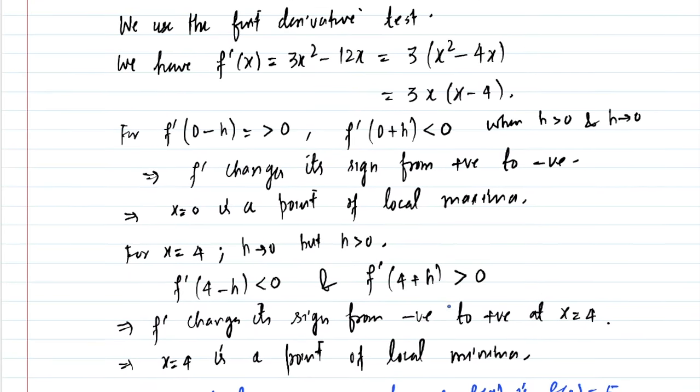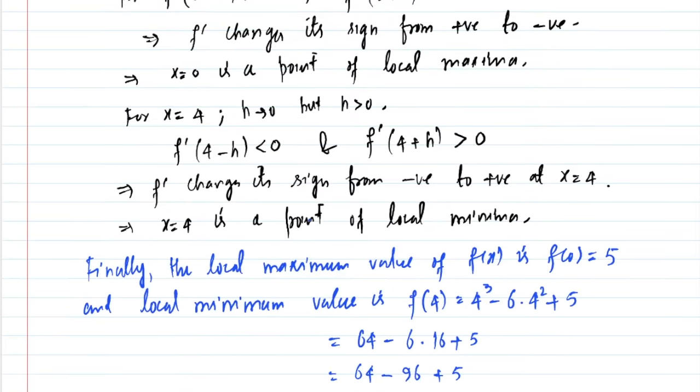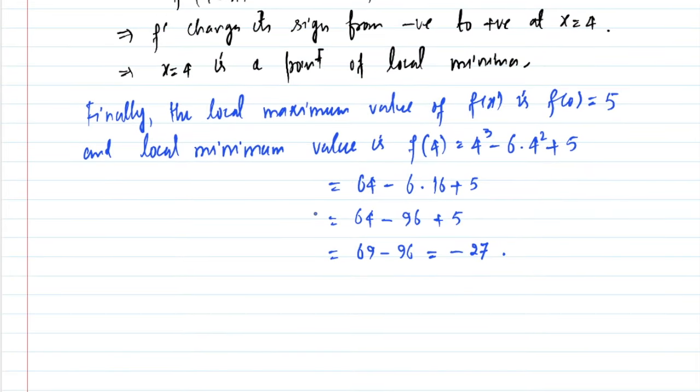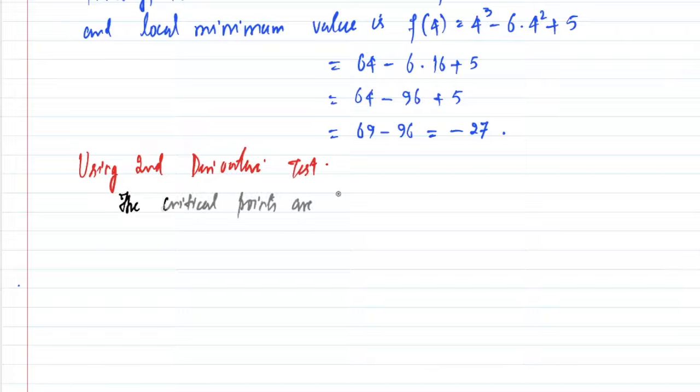So this was how we use the first derivative test for finding the local maximum or the local minimum value. Now on the same question we will also try to understand how we use the second derivative test. Again in the second derivative test, first of all we have to evaluate the critical points. The critical points are x equal to 0 and x equal to 4, which we have already obtained in the above part. So now let's evaluate the second derivative.